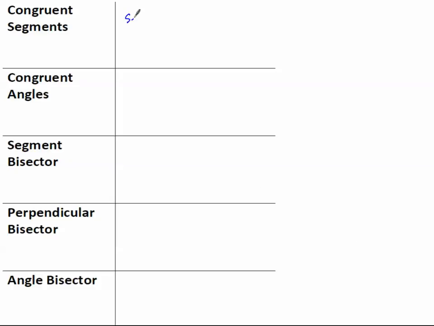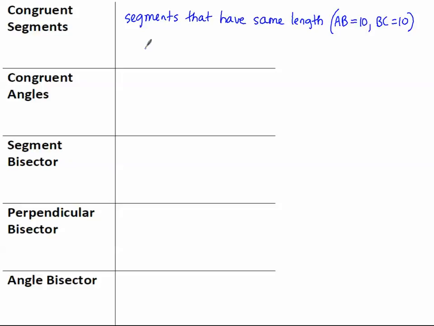Congruent segments. Segments that have the same length. Now, if they have the same length, that might mean segment AB has a length of 10, and segment BC has a length of 10. Notice how we write them as just point A to point B, distance being 10. But if we say they're congruent, segment AB with a segment hat, congruent symbol, segment BC, like that.